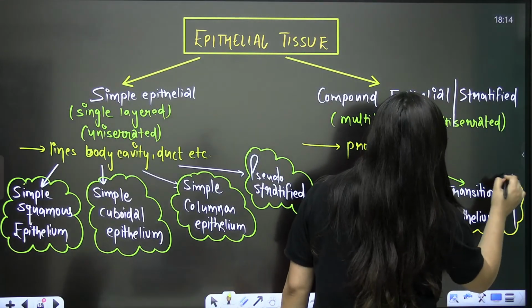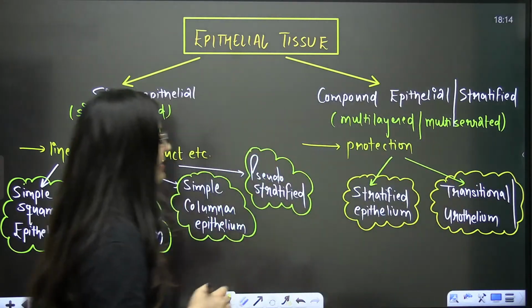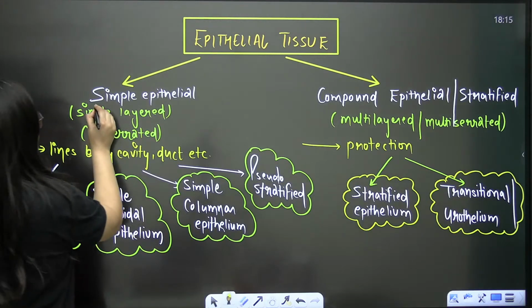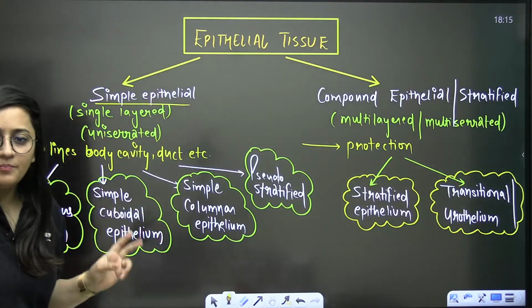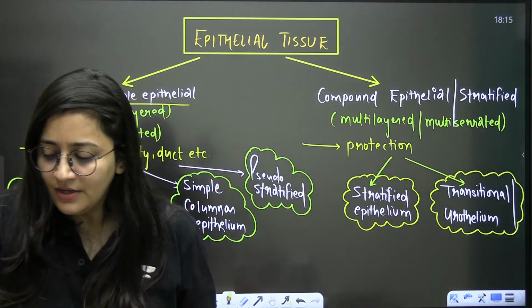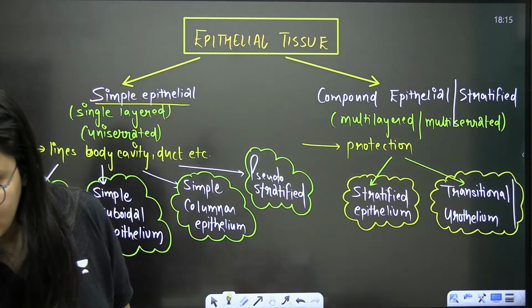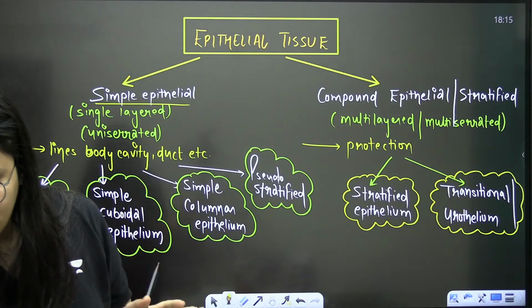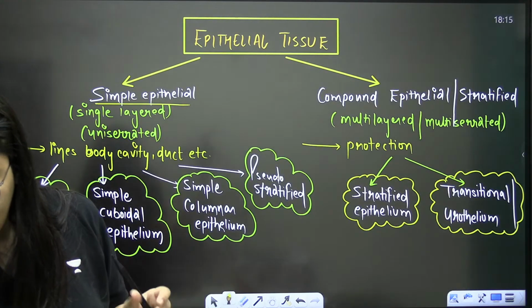Now you know it is made up of all the germ layers, and it has this categorization. So we are going to start with the simple epithelial. Simple means one thing is crystal clear, and that thing is, it is going to be single layer.